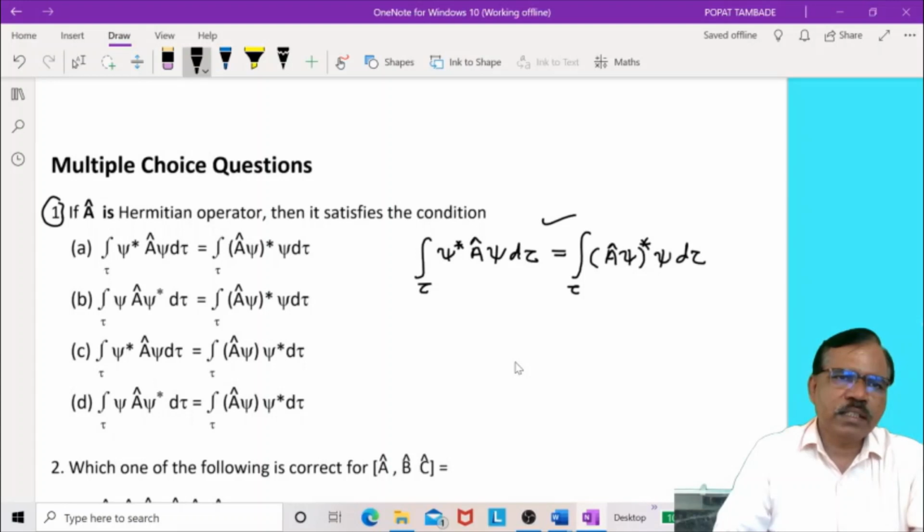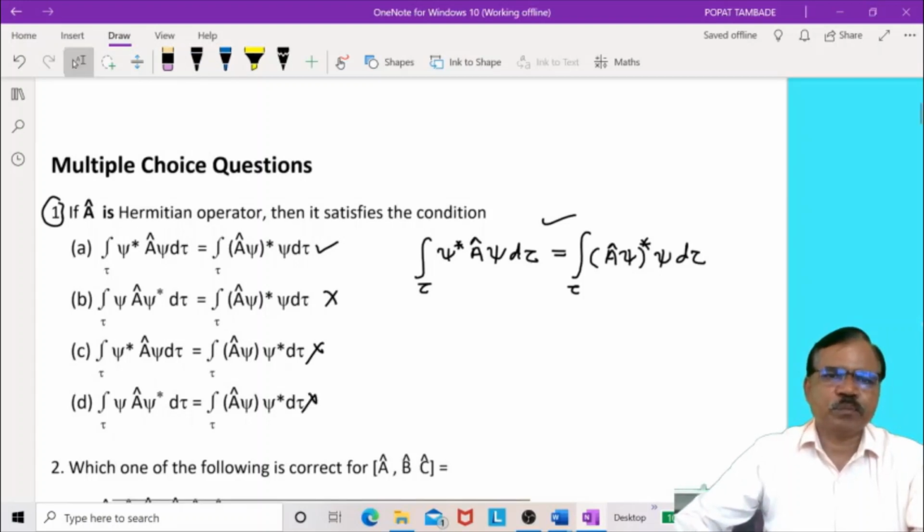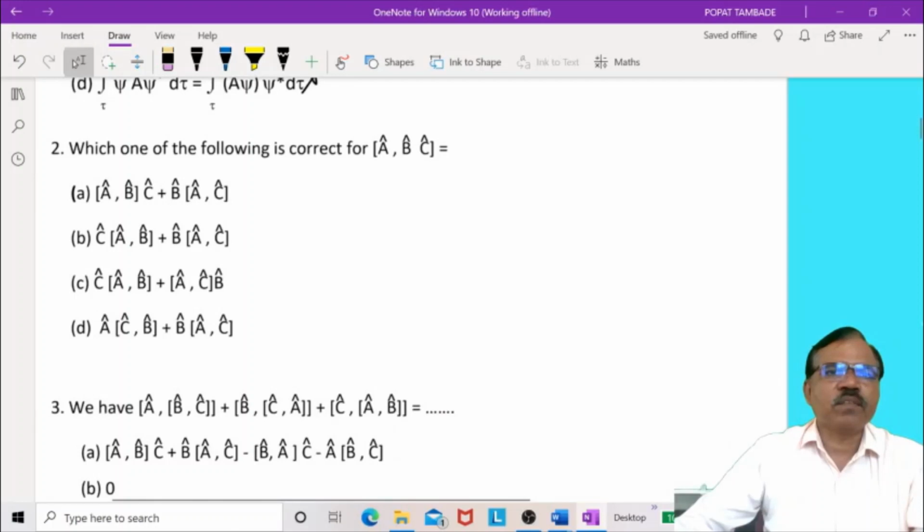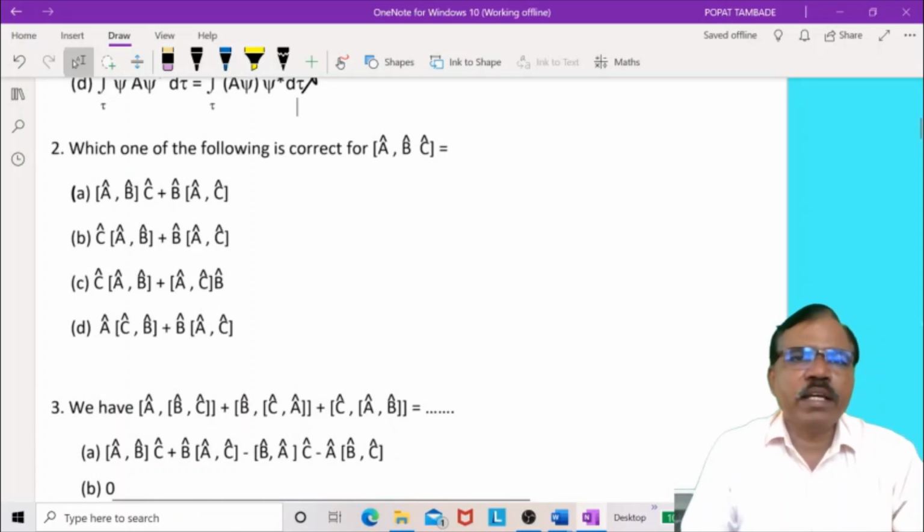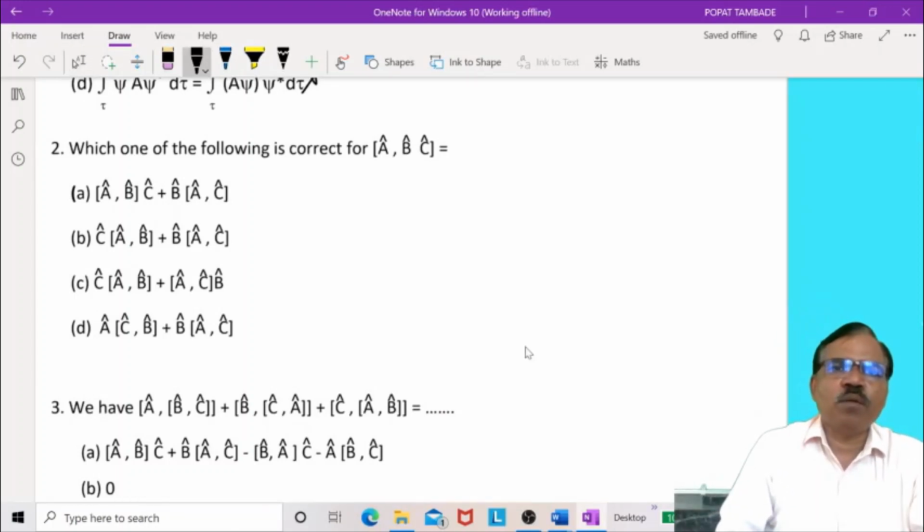So if we see these alternatives, we will observe that psi star A psi d tau is equal to bracket A psi bracket star psi d tau. So this one is correct. This is incorrect. This is also incorrect. This is also incorrect.